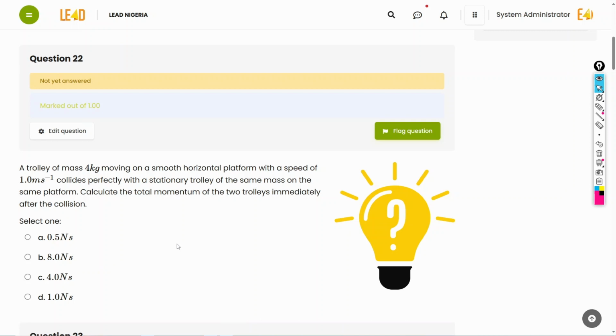But then they didn't give us the speed after. We don't know anything that happened after. But if you think about it really, the law of conservation of momentum states that the total initial momentum in a closed system would always equal the what? Total final momentum.